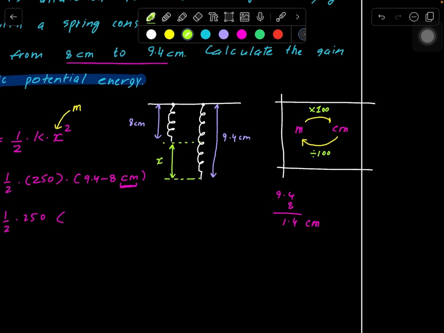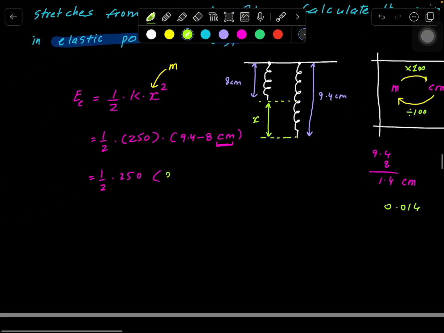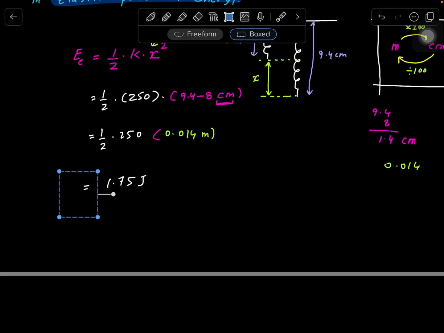So to convert centimeters to meters, I will divide by 100. 1.4 divided by 100 is 0.014 meters. So I'll plug in 0.014 meters here. Remember to look out for the units. If the question gives you units of centimeters for length, you must convert this into meters for the calculation to be correct.